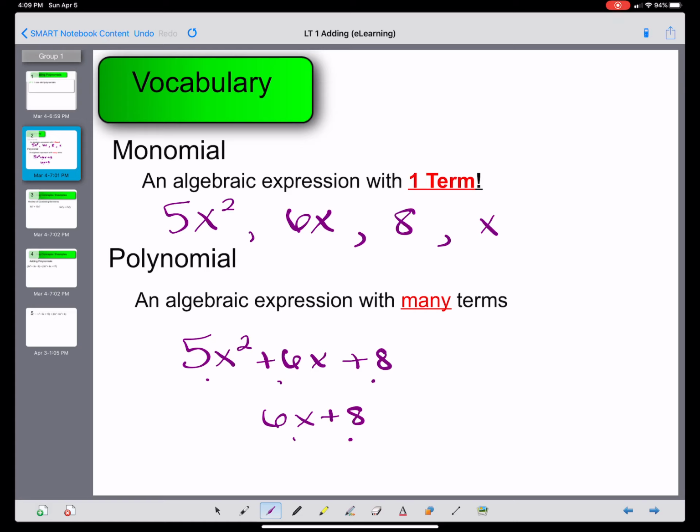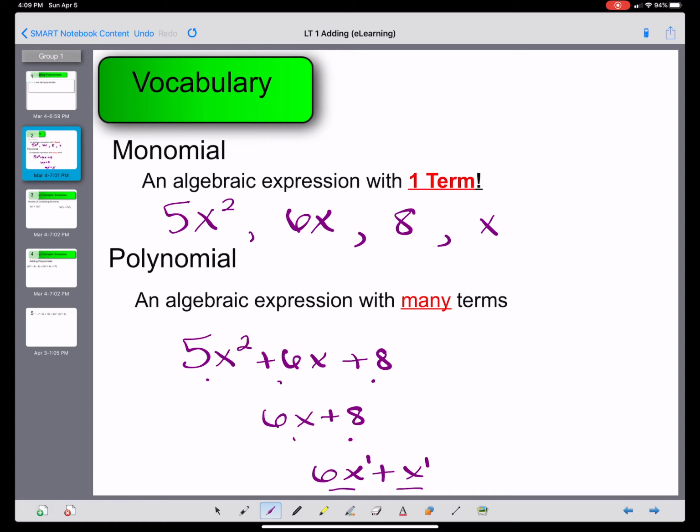I can have, let's do this one, 6x plus x. This is still a binomial. Okay, there's two terms. One thing we notice about this one, these have like terms. They both have an x and both powers are 1.